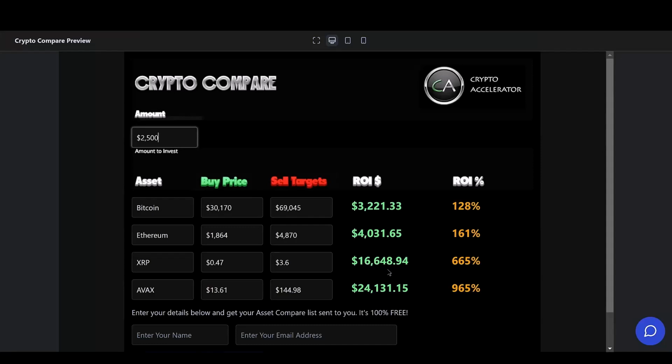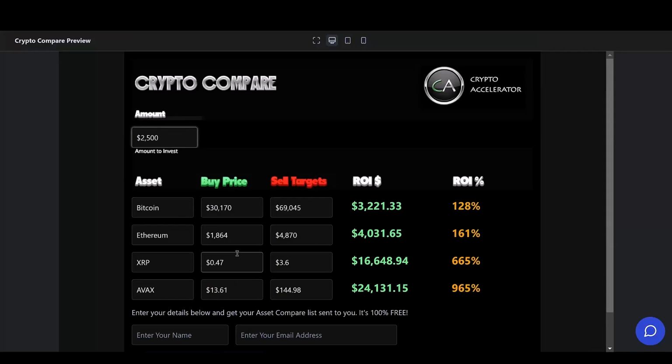XRP, 16,648. And AVAX, $24,131. Pretty impressive, actually. That is impressive indeed. $24,000. If you think AVAX has a good shot, and I believe it does have a good shot of getting back to its all-time high, at least at a minimum.